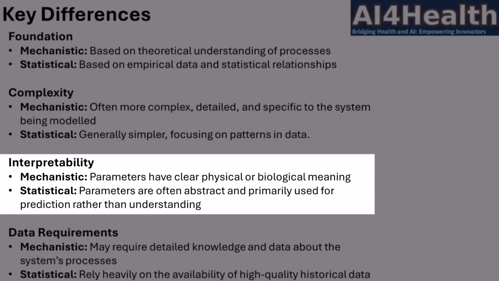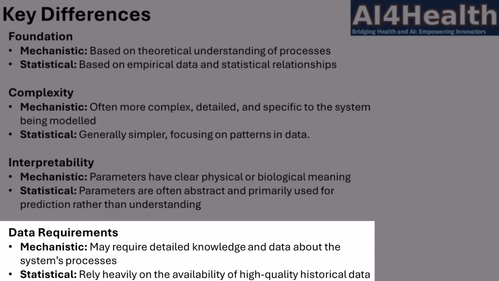In terms of interpretability, in mechanistic models, the parameters have clear physical or biological meaning, while in statistical models, the parameters are often abstract and primarily used for prediction rather than understanding. In terms of data requirements, mechanistic models will require detailed knowledge and data about the system's processes, while statistical models rely heavily on the availability of high-quality historical data.